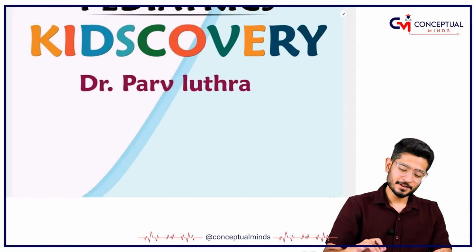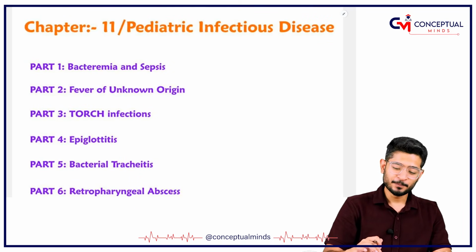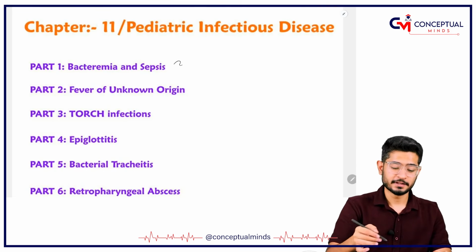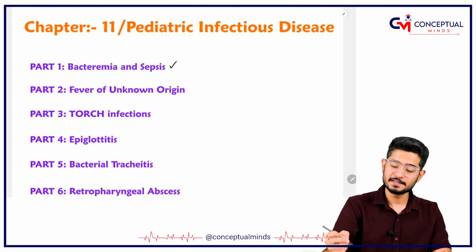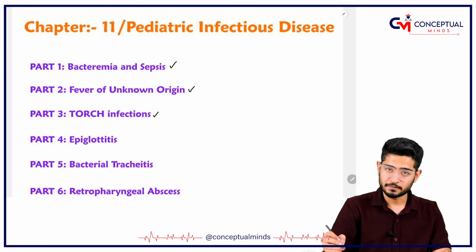So this is the time when we discuss pediatric infections, and the overview for the infectious diseases is: first of all we'll discuss bacteremia and sepsis. Then we'll discuss fever of unknown origin and TORCH infections.